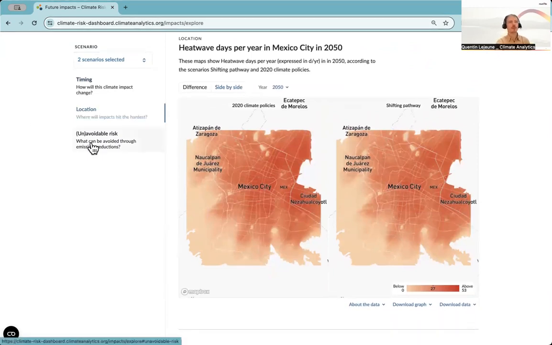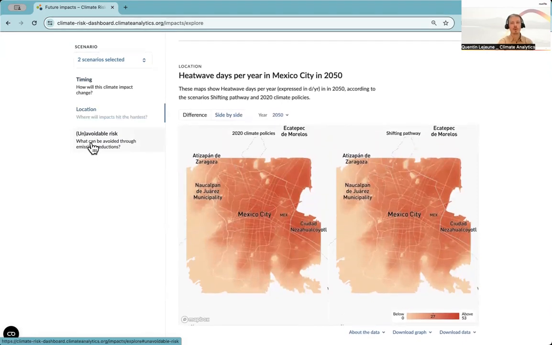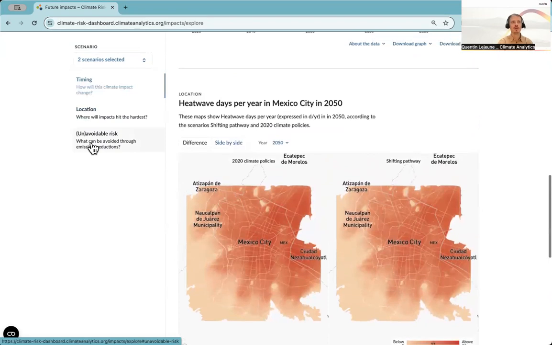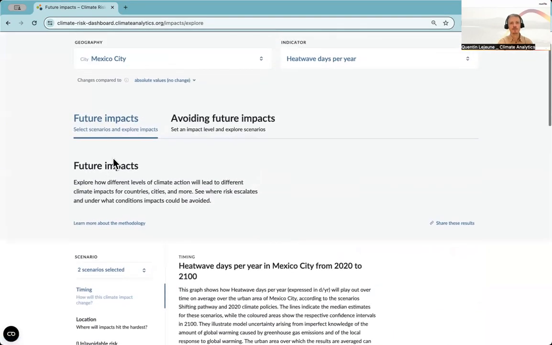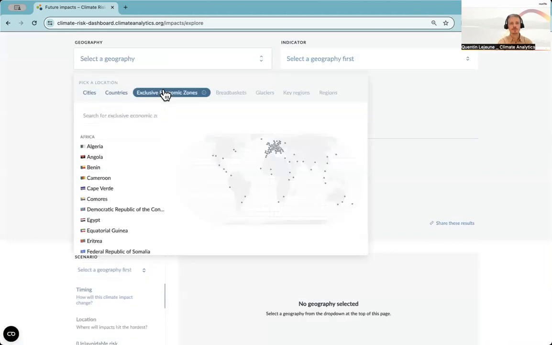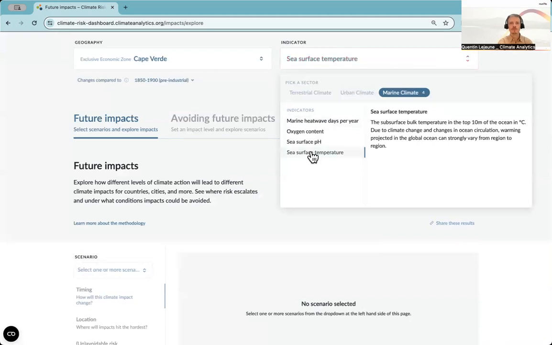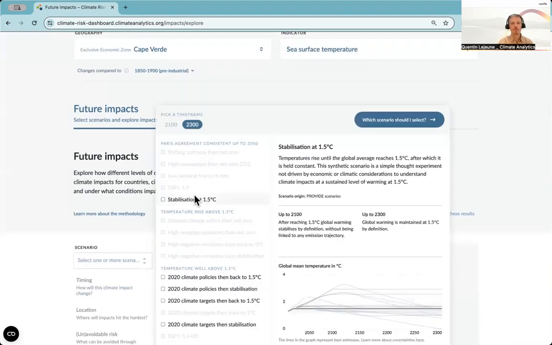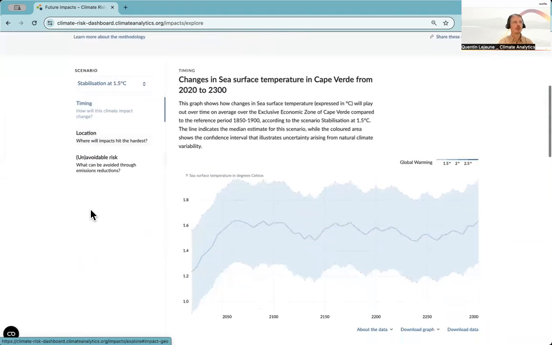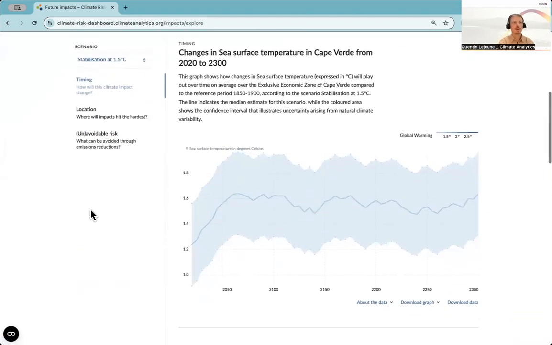This version of the dashboard does not only offer the possibility to check results for indicators for cities, but also climate conditions in the surface ocean, such as sea surface temperature of the Cape Verde. Here, you can access the same plots we have already looked at before.